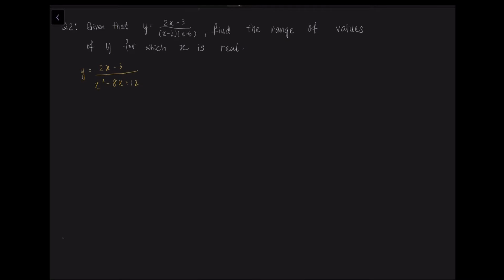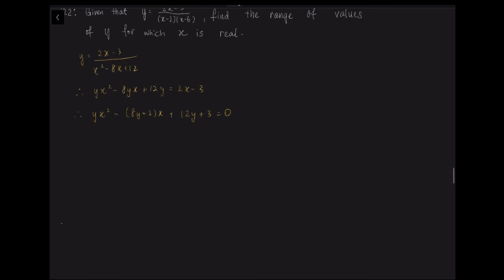Okay, now we are going to move the denominator onto the left hand side. So we will get this equation: yx squared minus 8yx plus 12y equals 2x minus 3. Then we are going to factorize and rearrange them to make them look nicer. So we have successfully formed a quadratic equation in terms of x, where a equals y, b equals minus 8y minus 2, and c equals 12y plus 3.